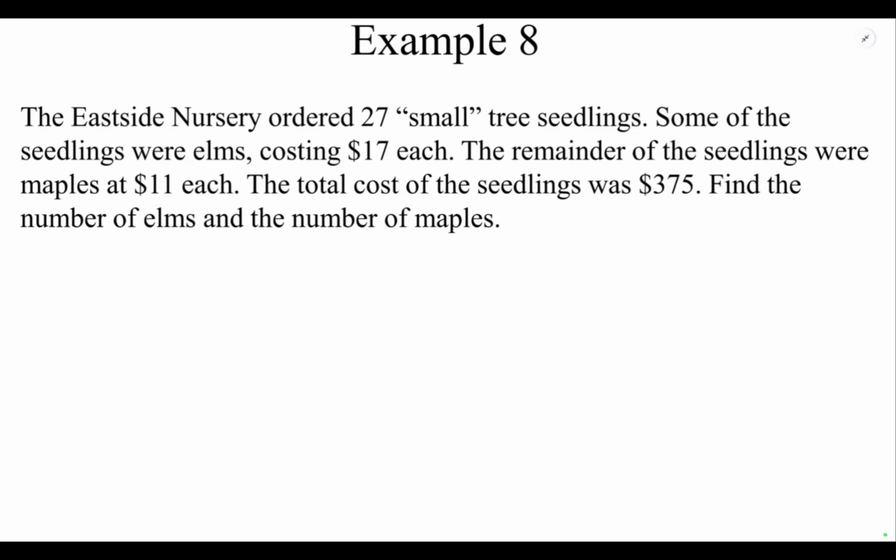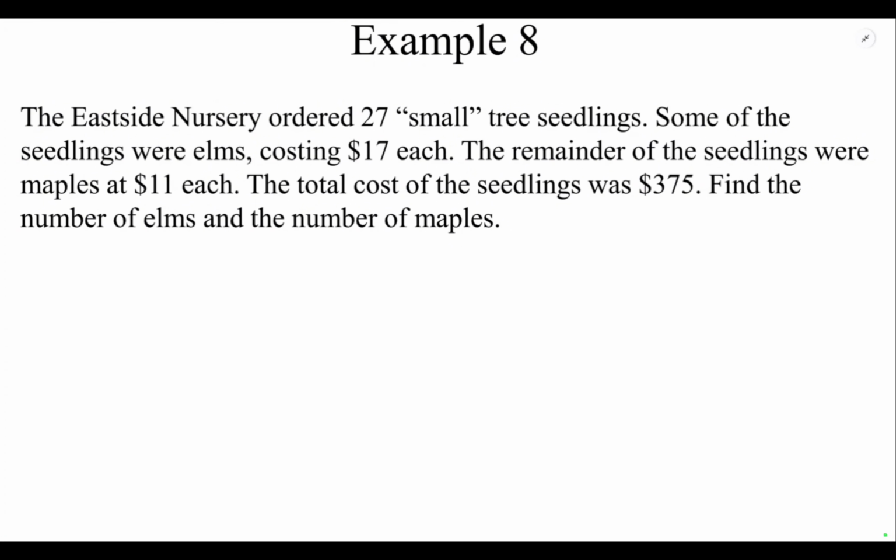All right, it says the Eastside Nursery ordered 27 small trees, seedlings. Some of the seedlings were elms, costing $17 each. The remainder of the seedlings were maple at $11 each. The total cost of the seedlings was $375. Find the number of elms and the number of maples.